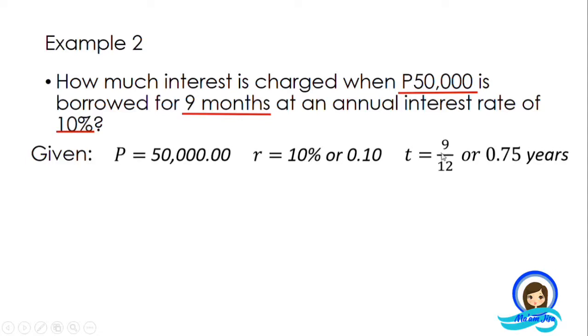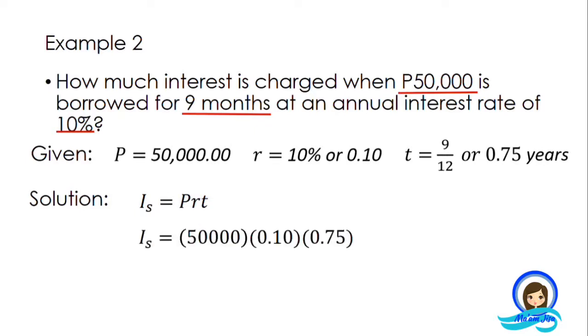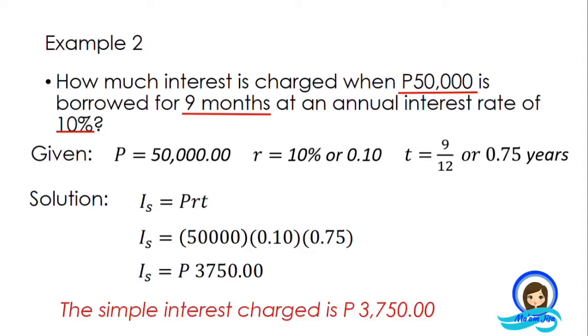And 9 over 12 is equivalent to 0.75 years. So, substituting it in our formula, we have here 50,000 times 0.10 times 0.75. And using your calculator, you may check it there. The simple interest is 3,750 pesos. So, the simple interest charged is 3,750 pesos.